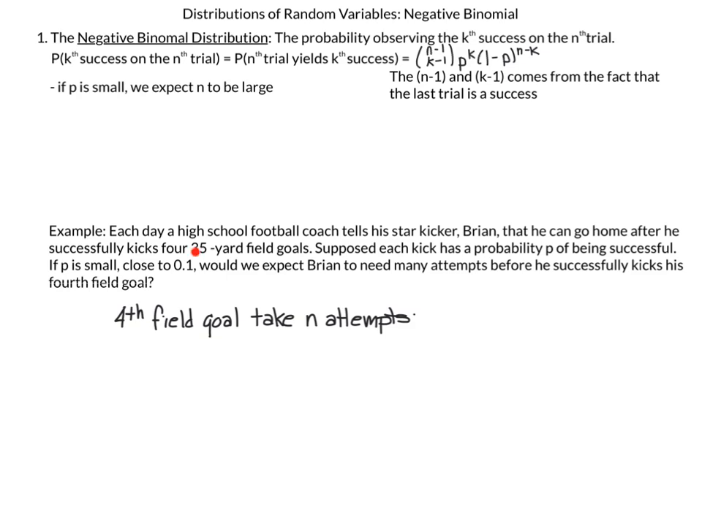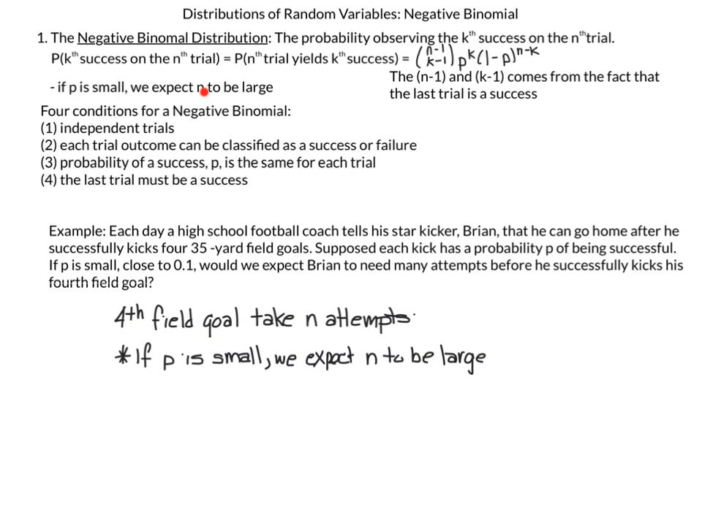And if any one given kick has a small chance of being a goal, then yeah, we would expect it would take a while before he gets 4. So if P is small, we expect n to be large. And this note here is kind of useful to keep in mind, right? If any one attempt has a small chance of being successful, then if we want multiple successes, n is going to be large. It's going to take many tries before we actually get 4 field goals.